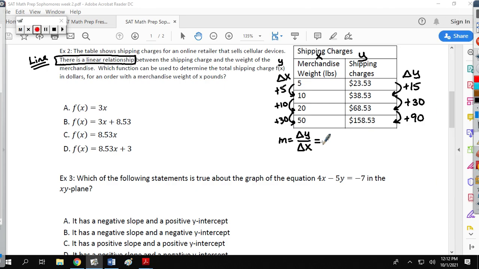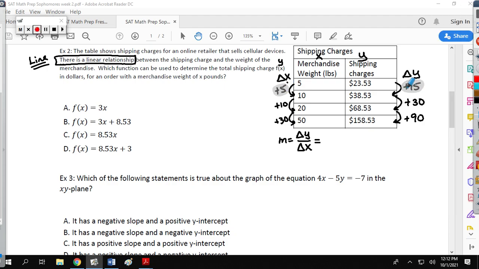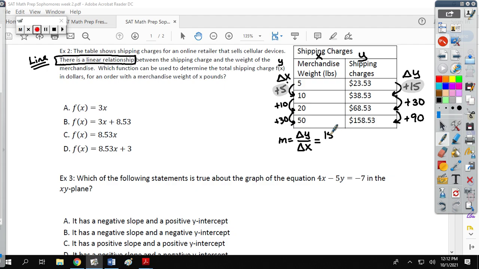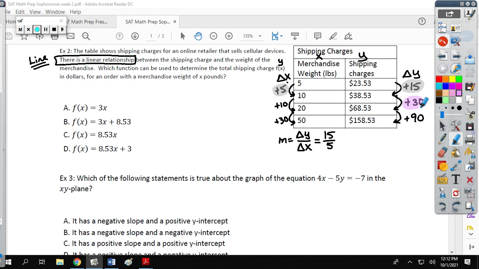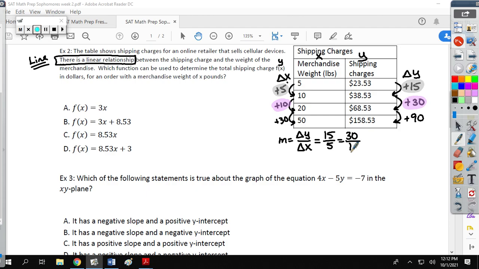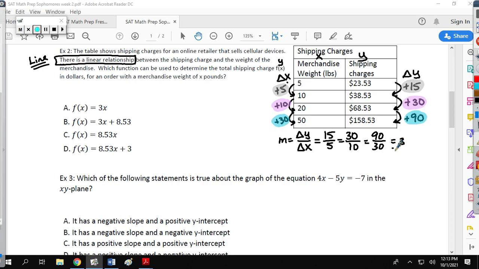you'll discover that if we take any one of these pairs, say these two, 5 and 15, and we plug those in here, we're looking at 15 over 5, which is 3. If we grab these two, 30 and 10, and we plug those in, that's also 3. If we plug in this last set here, 90 and 30, that is also the same number. All of those are equal to 3. So our slope is 3.